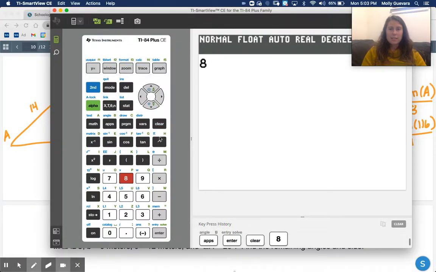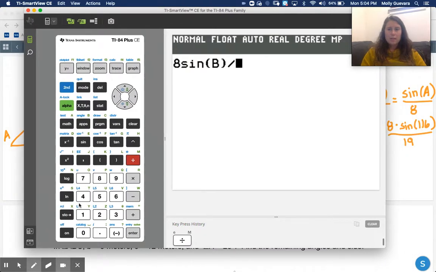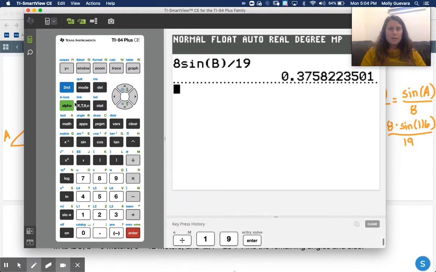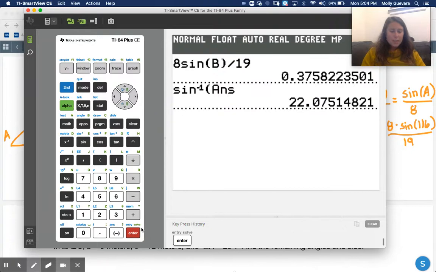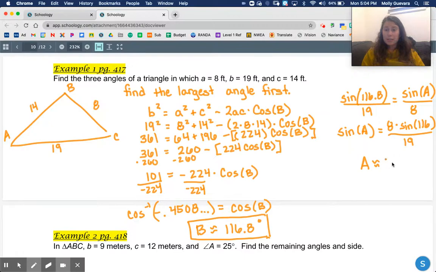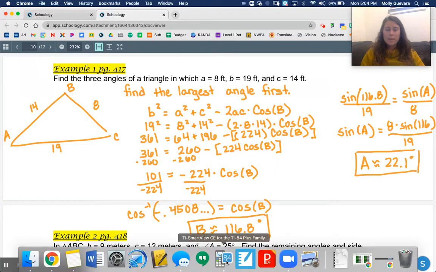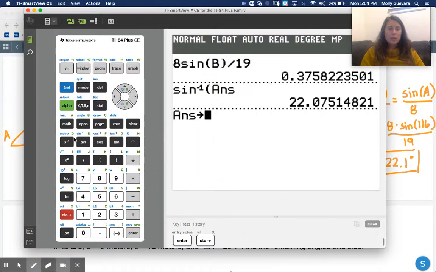So I have 8. And then I'm going to take the sine of B, and I'm going to divide it by 19. Then I'm going to take the sine inverse of that. And then I get the angle A is about 22.1 degrees, more or less. Okay, and I can now save that under A. So go back to my calculator, and I'm going to store it under A.